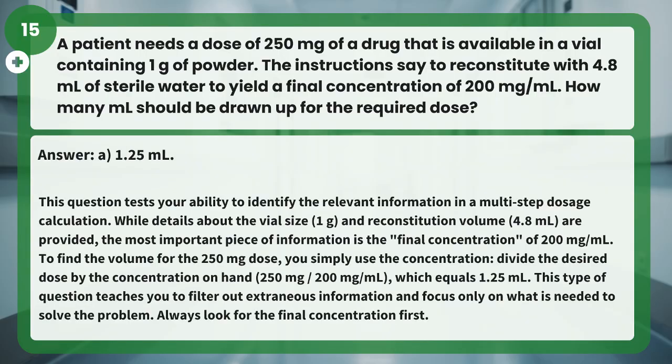Answer: A. 1.25 milliliters. This question tests your ability to identify the relevant information in a multi-step dosage calculation. While details about the vial size, 1 g, and reconstitution volume, 4.8 milliliters, are provided, the most important piece of information is the final concentration of 200 mg per milliliter. To find the volume for the 250 mg dose, you simply divide the desired dose by the concentration on hand, 250 mg divided by 200 mg per milliliter, which equals 1.25 milliliters.